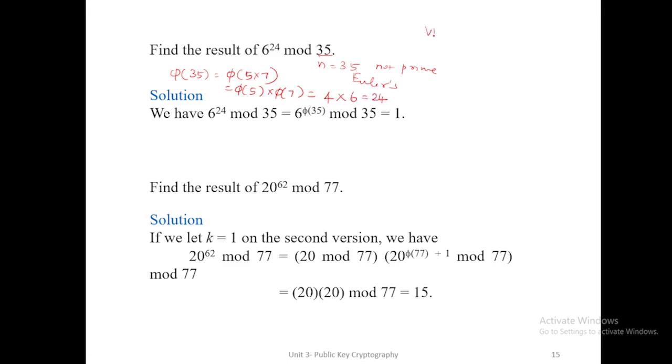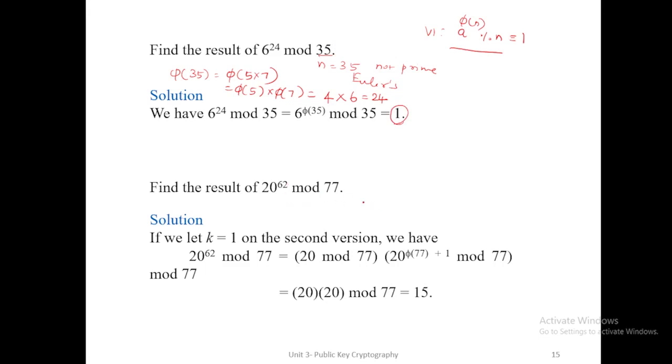So the general format of version 1 in Euler's theorem is a power phi of n mod n, that should be equivalent to 1. So in this general format only, the given problem is available. Here a is 6, phi of n is 24, n value is 35. So by applying version 1, the answer is 1.